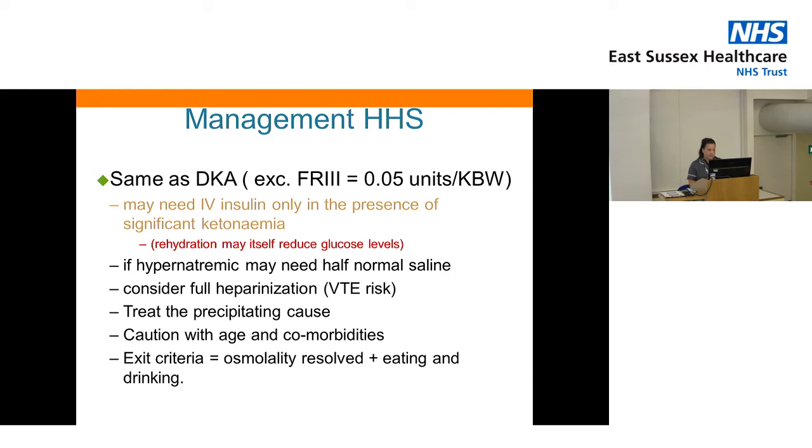So to manage the patient with HHS, same as the DKA, excluding the fixed rate. So they may need IV insulin, but only in the presence of significant ketonemia. The rehydration itself may reduce the blood glucose levels. So we want to consider full heparinisation to reduce the risk of thrombosis, and we want to look at treating the precipitating cause. And like I said before, caution with the age and comorbidities.